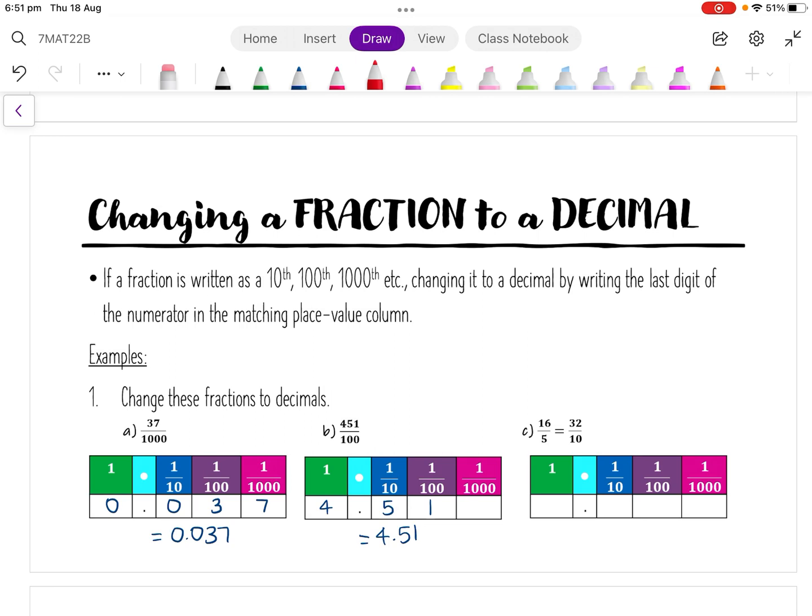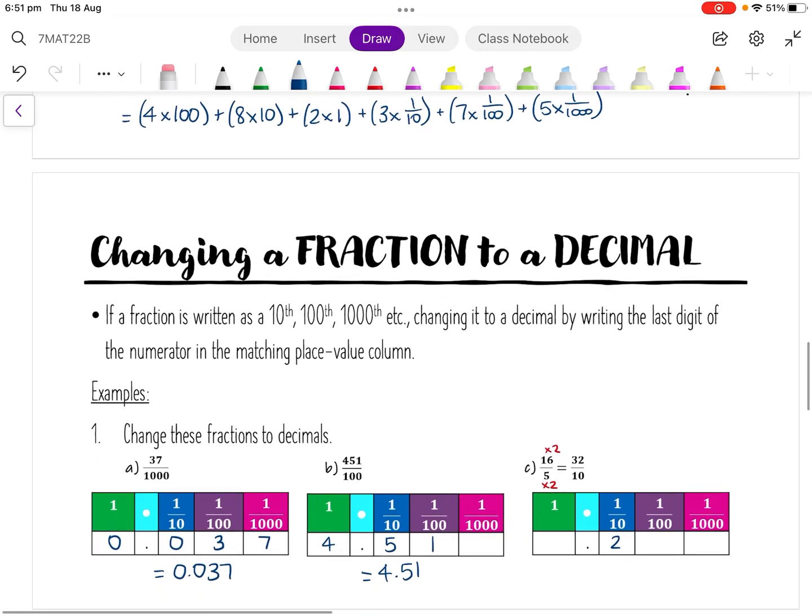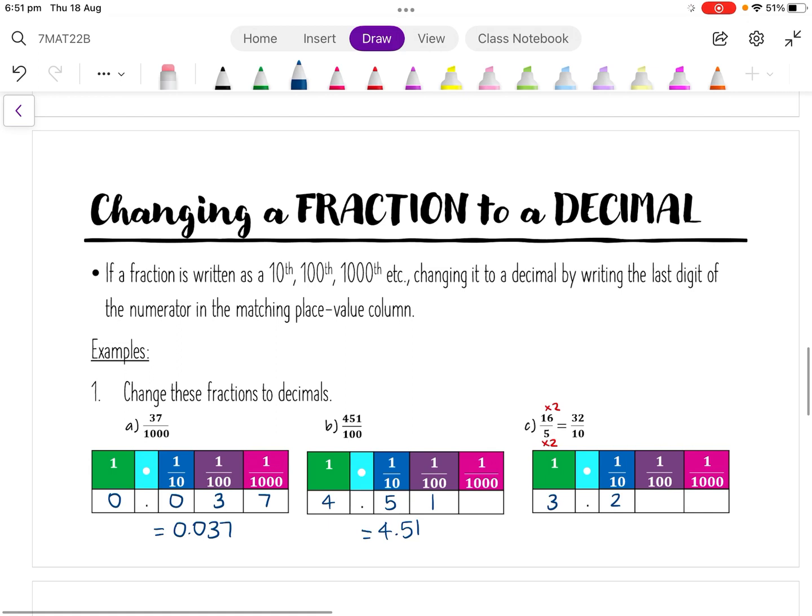How I got from the denominator of 5 to 10 is just multiplying 5 by 2, and whatever I do to the denominator, I have to do to the numerator, so I multiplied 16 by 2. So now I have 32 over 10, so I can put my 2 in the 10th column, 1 over 10, and then my 3 goes in the 1s column. So then my decimal is just 3.2 for 16 over 5, or the equivalent fraction of 32 over 10.